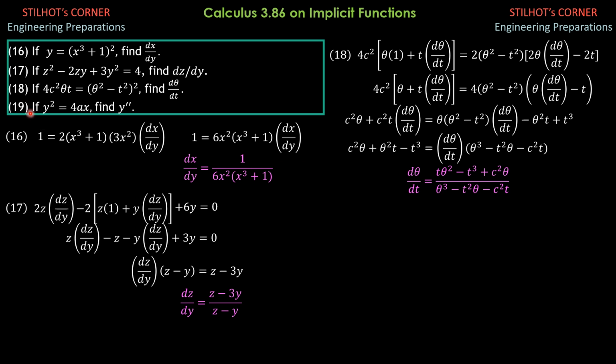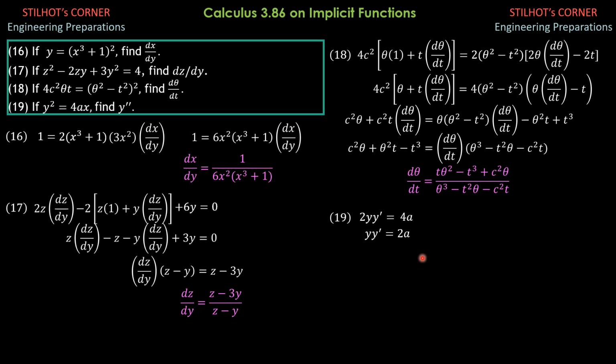Then number 19, if y squared is 4ax, find the second derivative, y double prime. So this is 2y y prime. So 2y y prime is equal to 4a. The derivative of the right with respect to x is 4a. Simplifying, this is y prime equals 2a over y.